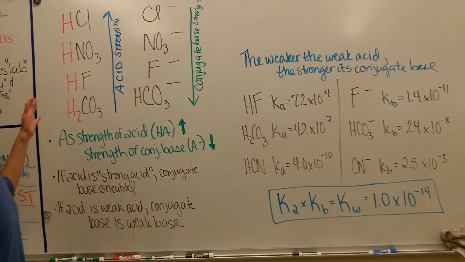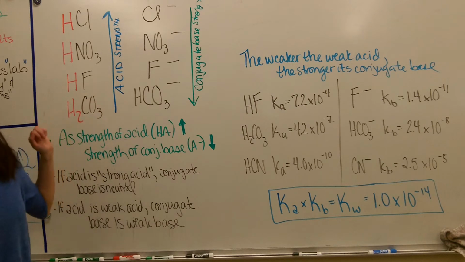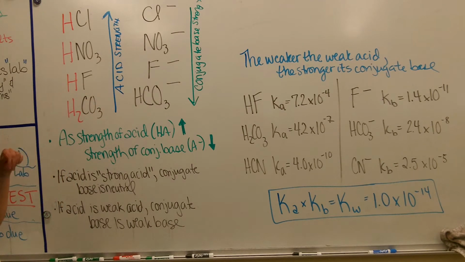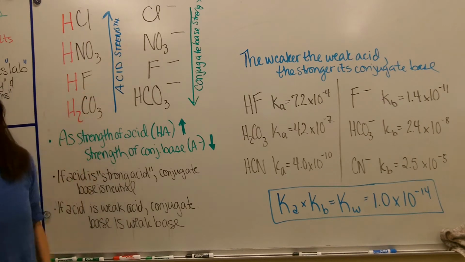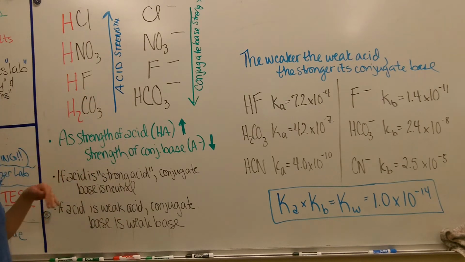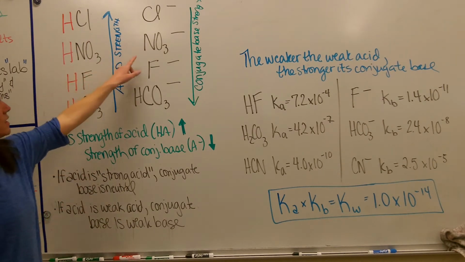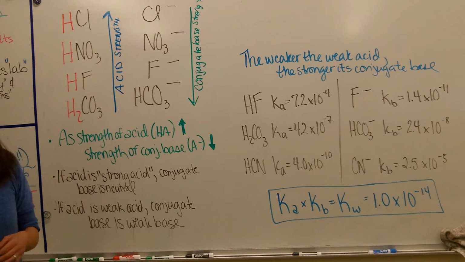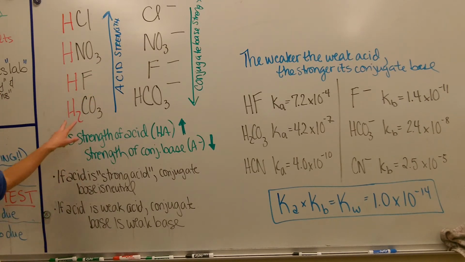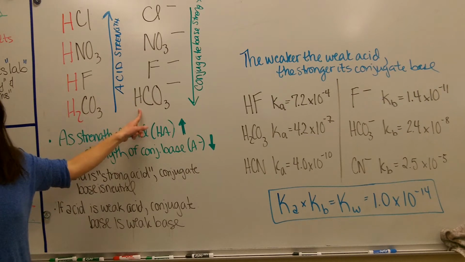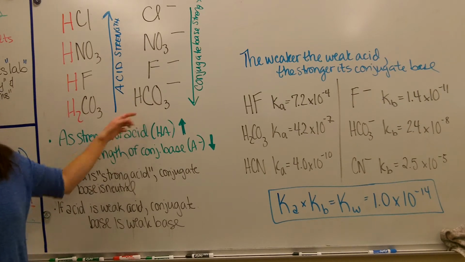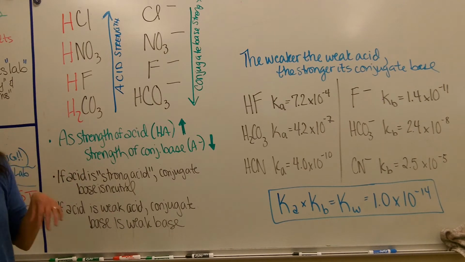So we have these things called conjugate acid-base pairs, and the way that you can spot a conjugate acid-base pair is that they only differ by one hydrogen. So for example, you've got HCl as the acid. If you take one hydrogen away, you're left with the chloride ion. That is its conjugate base. HNO3 is an acid. You take a hydrogen away, you're left with NO3-. That's the conjugate base. H2CO3, you take one hydrogen away and you're left with HCO3-, that's the conjugate base. So they differ by the presence of just one hydrogen.